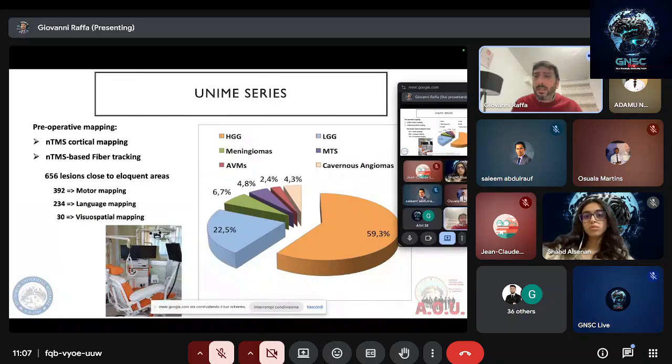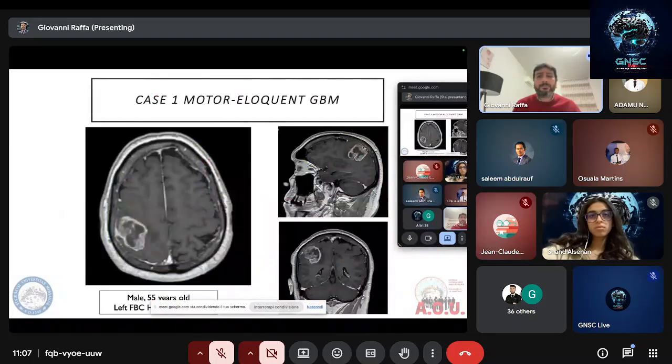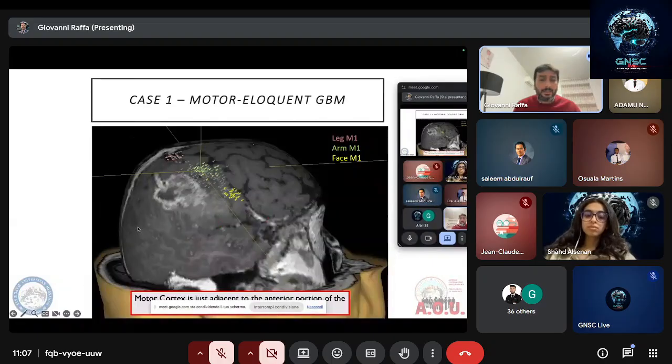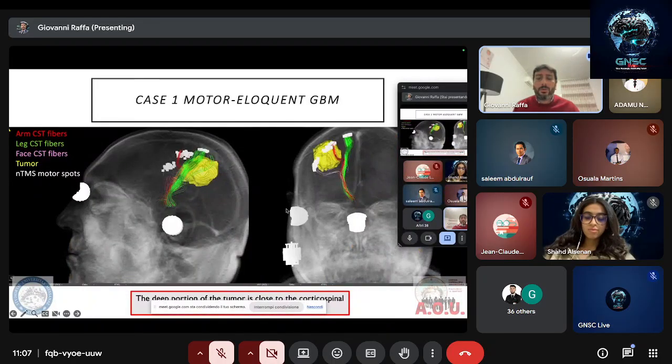This is our experience for different kinds of lesions, not only brain tumors, but, for example, also cavernous angiomas and AVMs. And yeah, now I want to show some other cases. Again, this is a high-grade glioma, probably involving the motor cortex. This is the preoperative mapping. Again, the lesion is posterior to the motor cortex, so it can be safe to go and resect this lesion without inducing postoperative motor deficits.